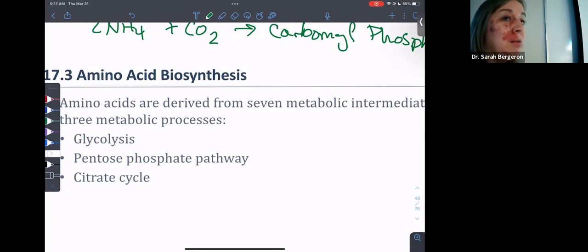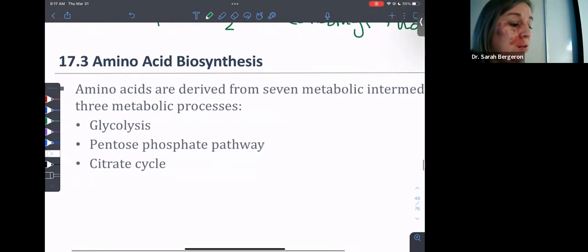Then we'll talk about pathways where we convert intermediates to amino acids. So if you look, all 20 amino acids can be derived from 7 metabolic intermediates from 3 different pathways. What are the 3 pathways? Glycolysis, pentose phosphate, and citrate. So from those 3 pathways, we're going to make everything. So what's going to serve as a carbon skeleton from glycolysis? Remember, we're talking about carbon skeletons here, not nitrogens.